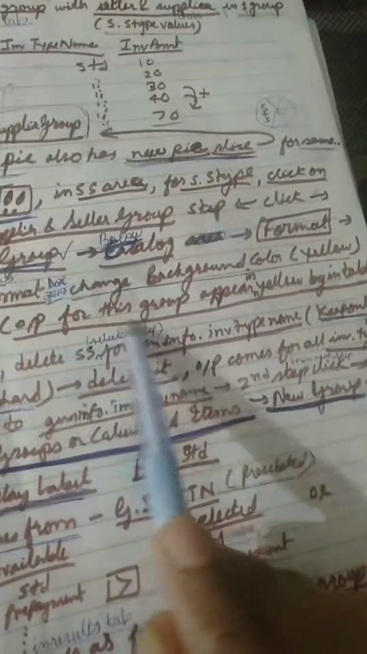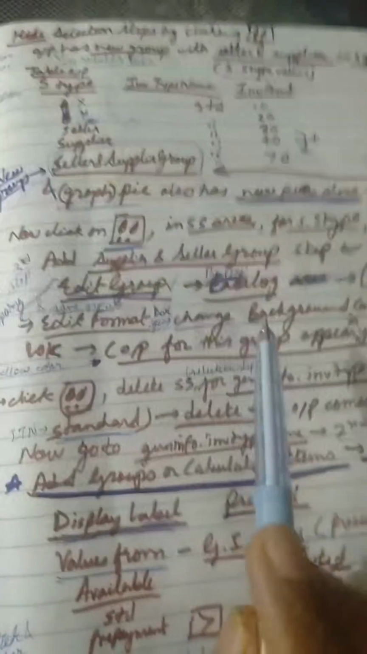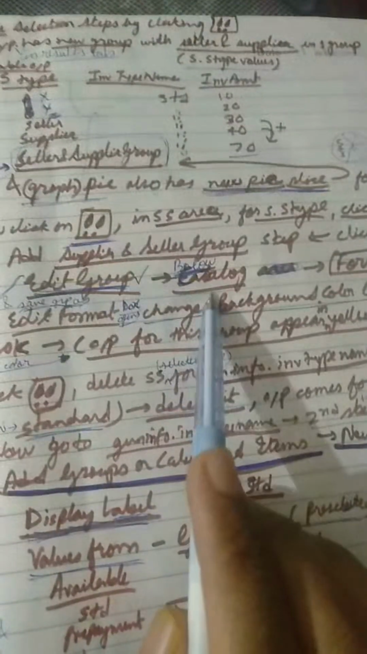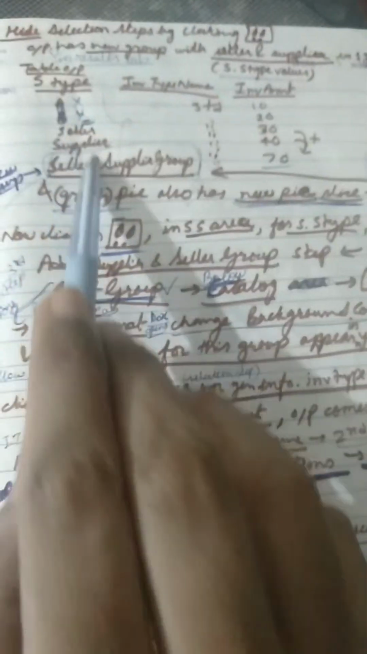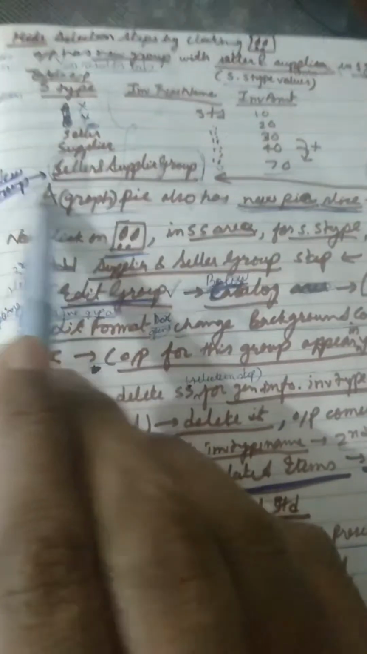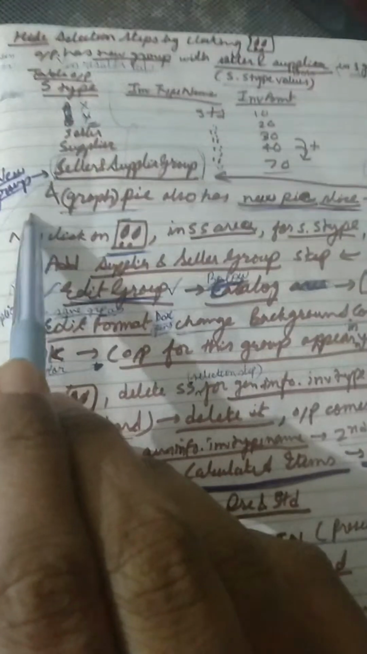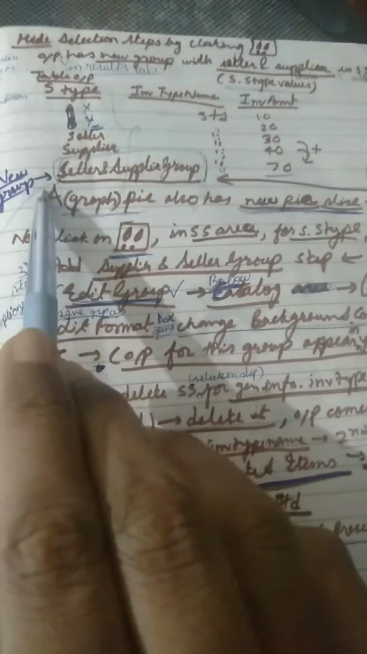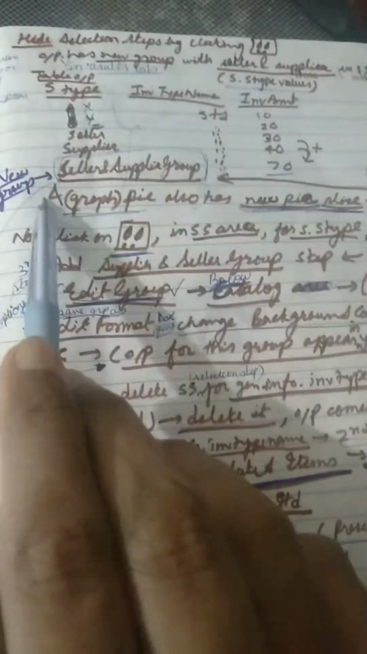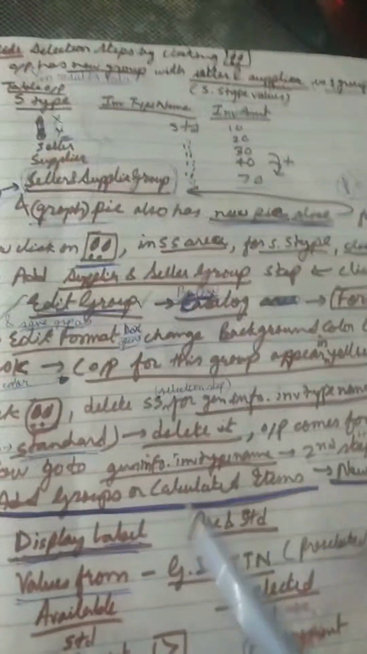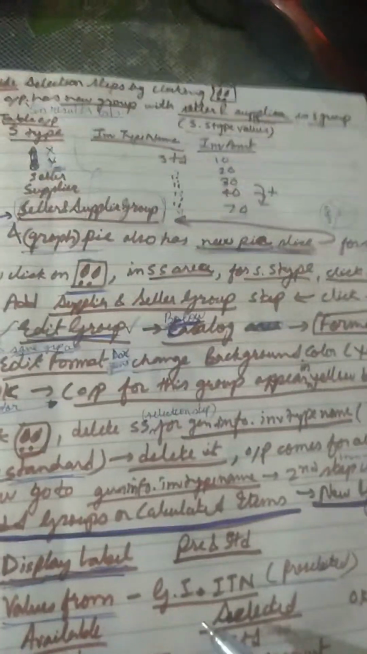So the output of this group appears in the yellow background. You can go to the format button below the catalog. Where does this appear? This appears below all these values, below the seller group, and here we will have a catalog. Then here you will have a format button. You can click on that for making any changes in the background color, or making any change in the style of the output, all that.